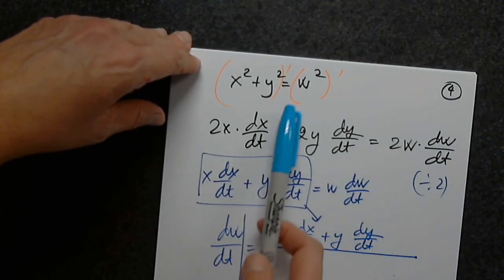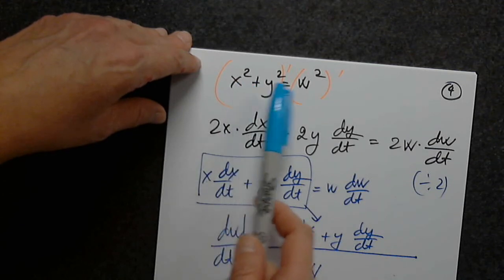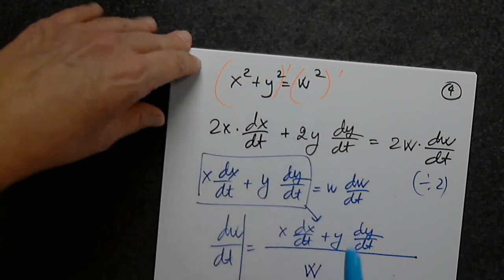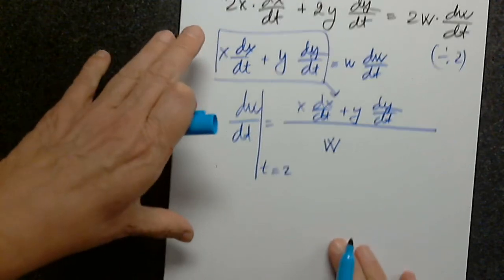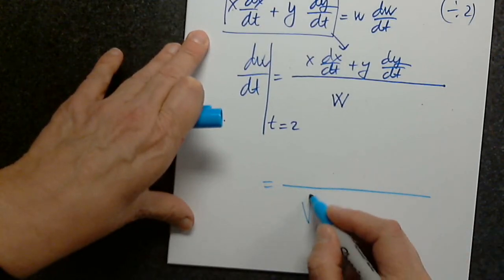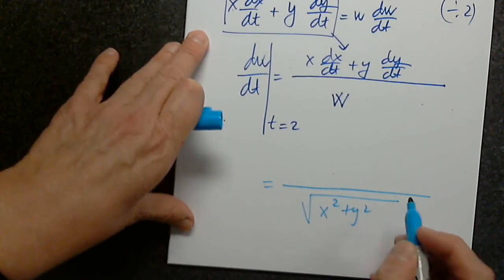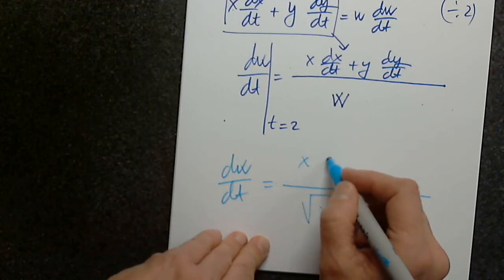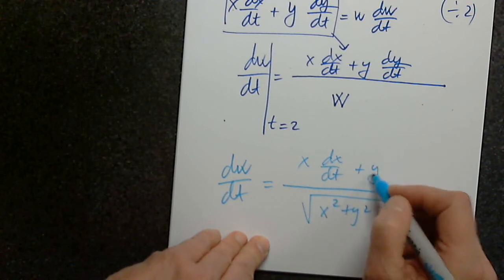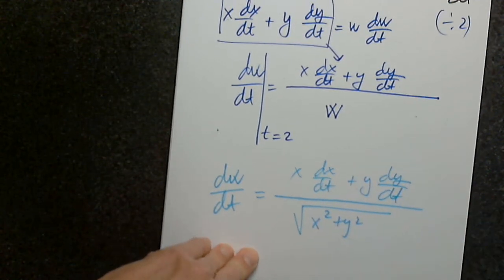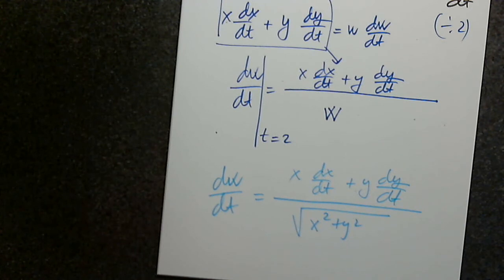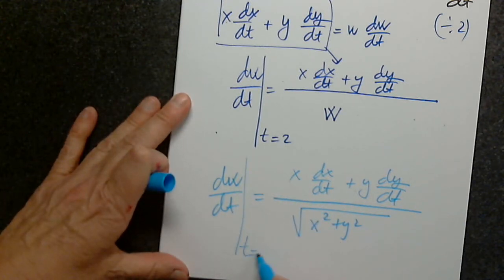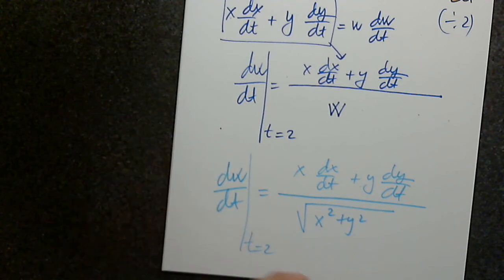But I know w is the square root of this. When I apply the square root to both sides, I get the w. And then the top is still this. Okay, let's try to plug in the numbers we have. So let's go back to the drawing. Where's my drawing? Okay, right here.